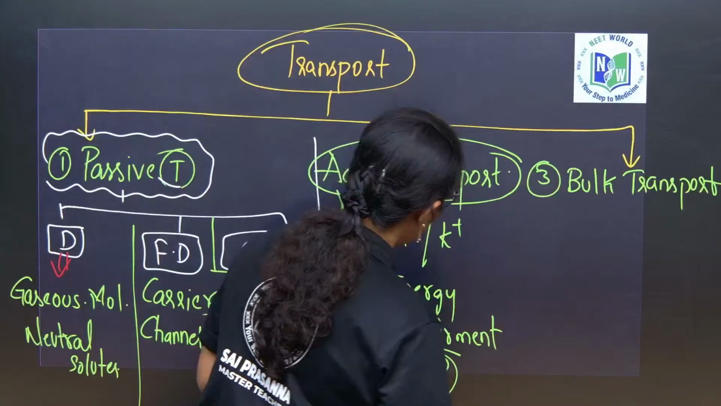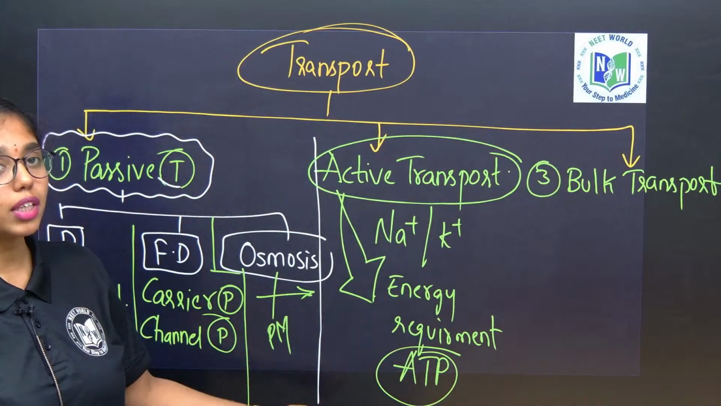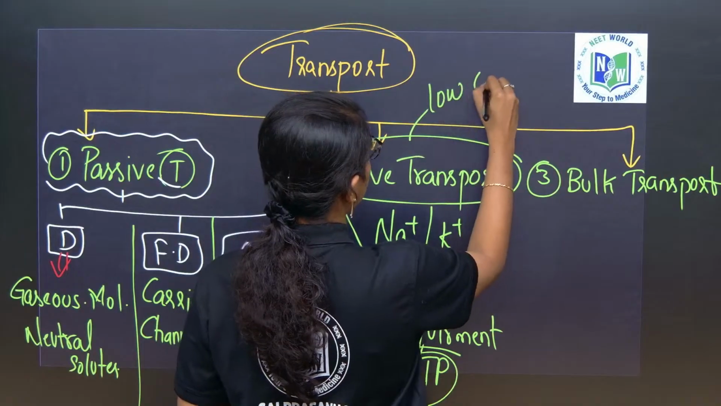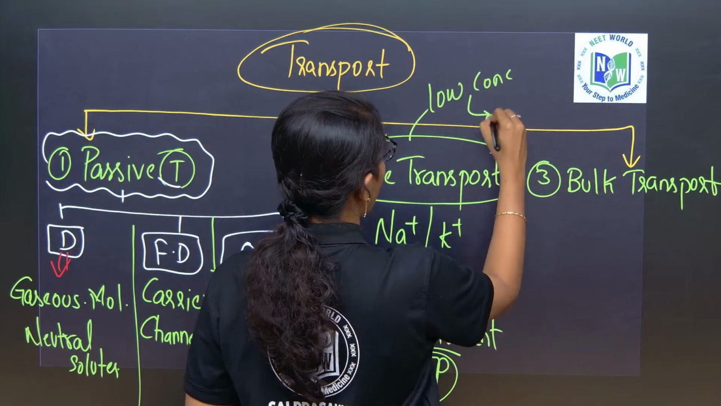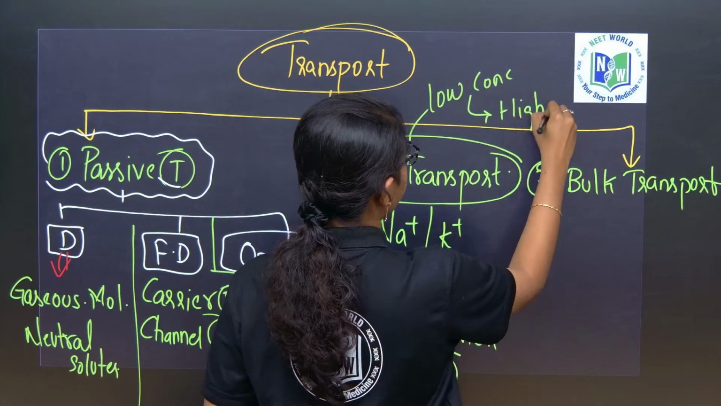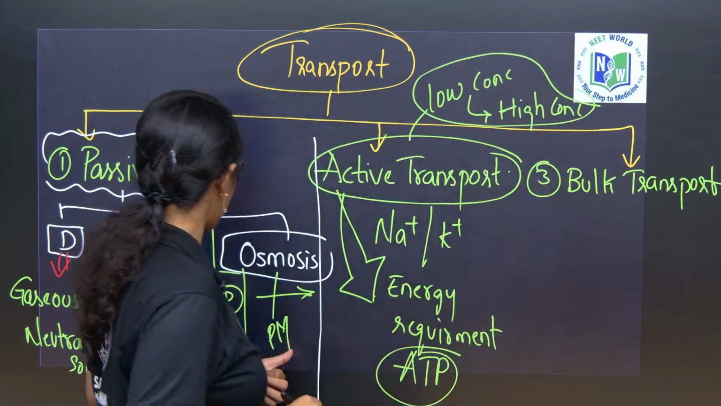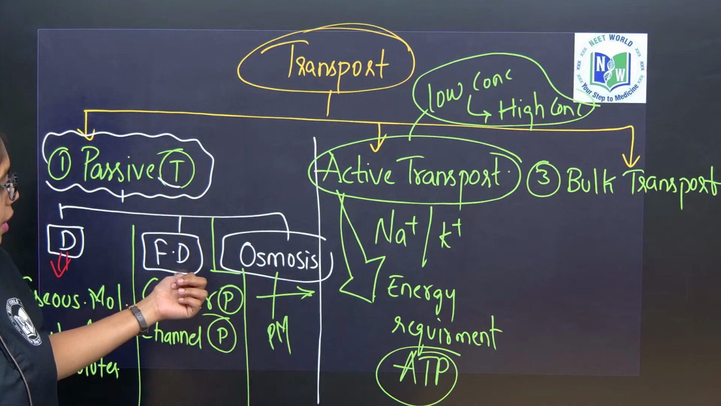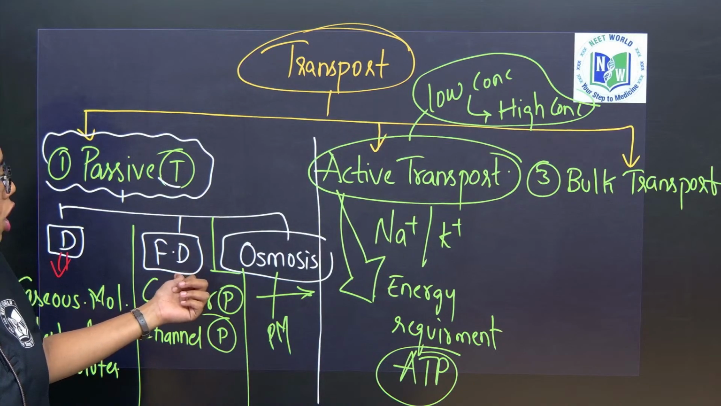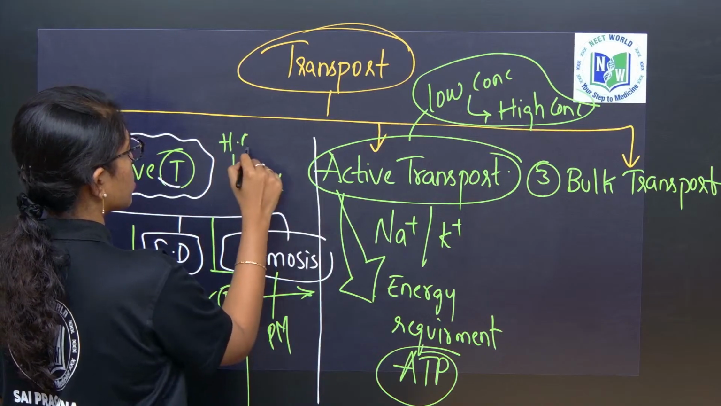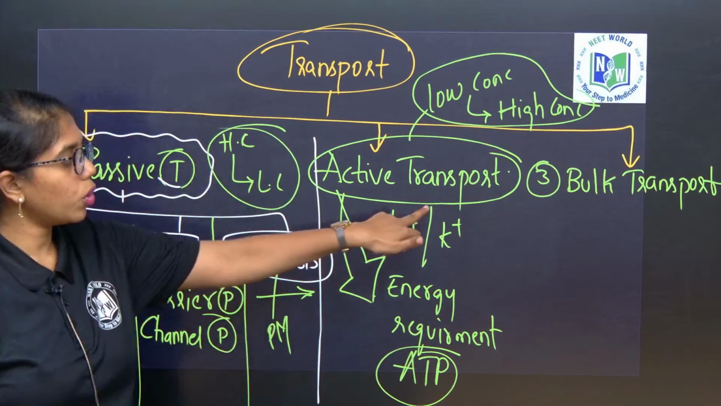So, clear? Movement of molecules from low concentration to high concentration here. In diffusion, facilitated diffusion and osmosis, the movement is from high concentration to low concentration. Clear, right? This is from low to high.